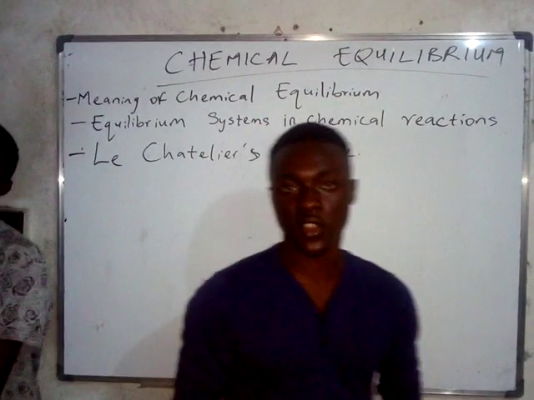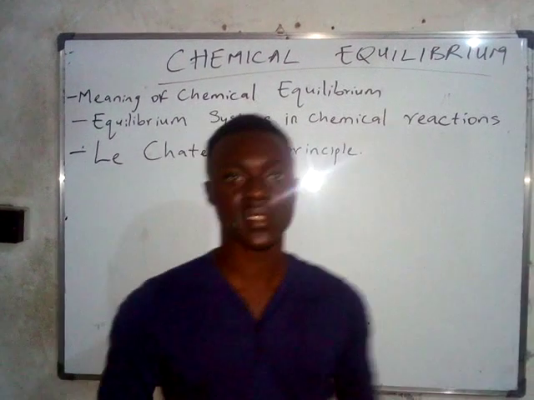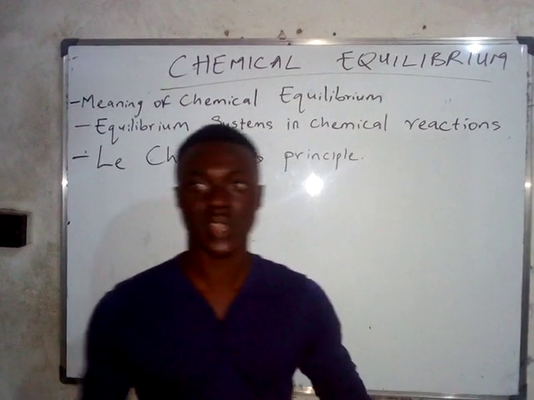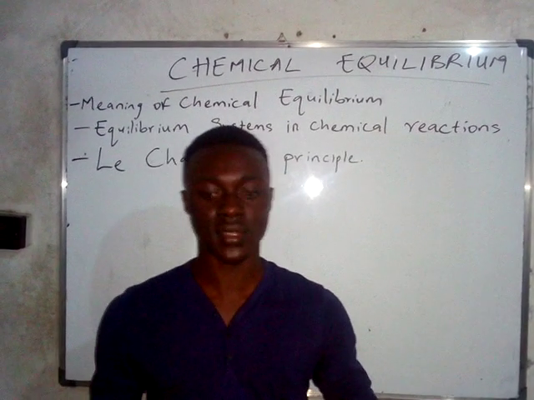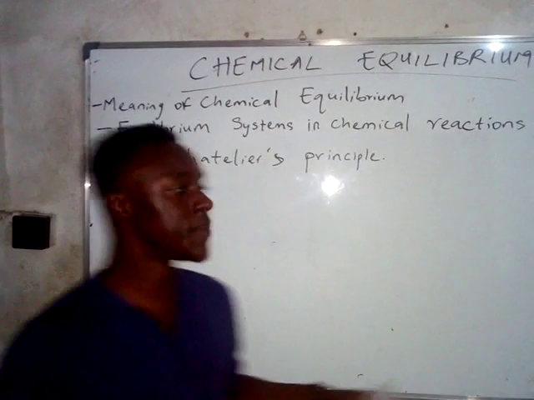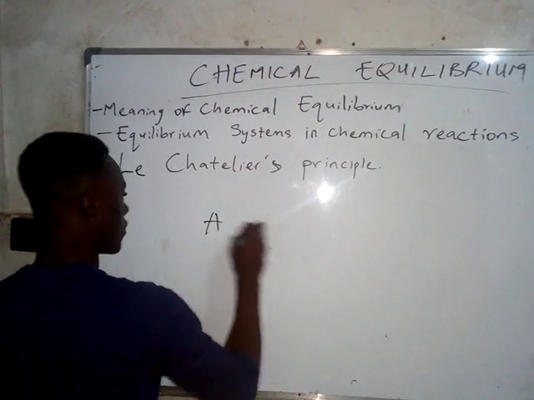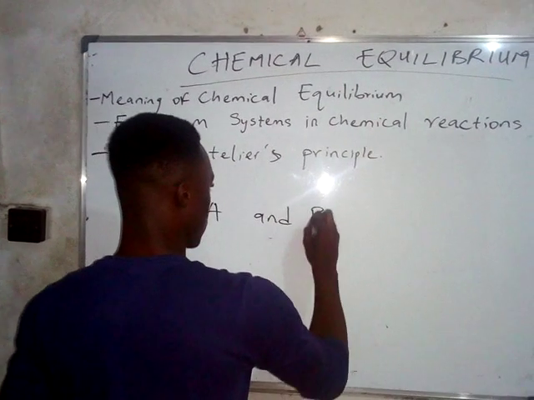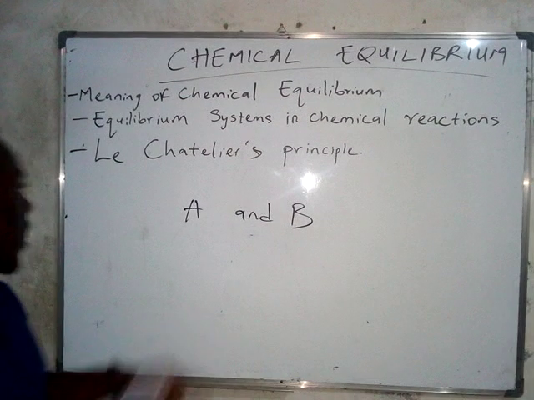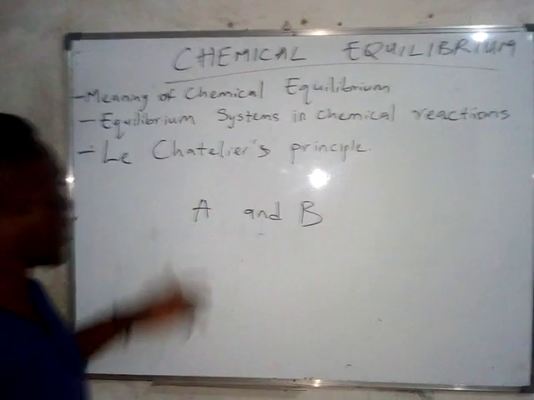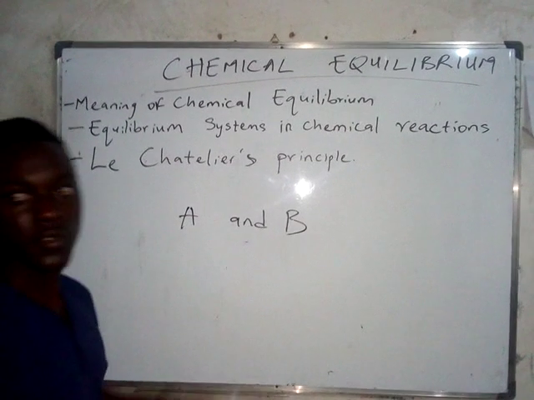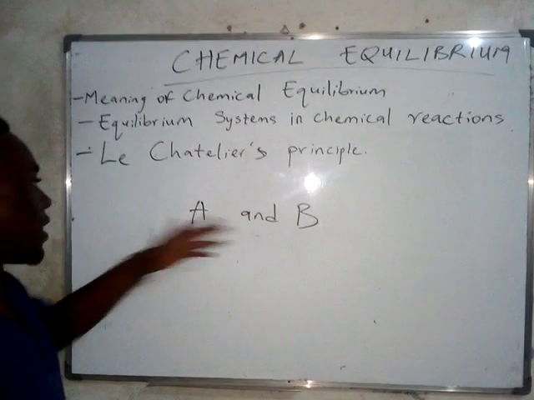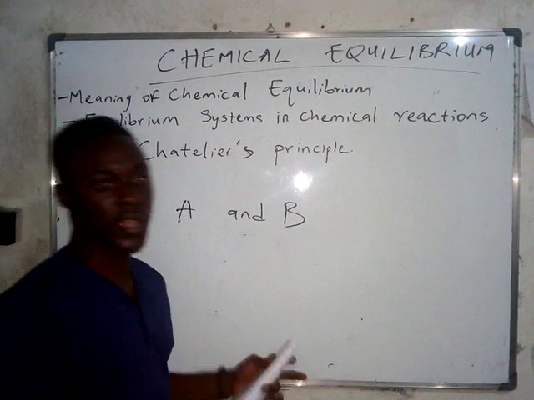Now, the basic concept of the term equilibrium means something or parameters that are in equal proportions. When you have two different parameters, let's say parameter A and B, and these two parameters or variables don't change with respect to each other in time, you can see that both of these variables are in equilibrium.